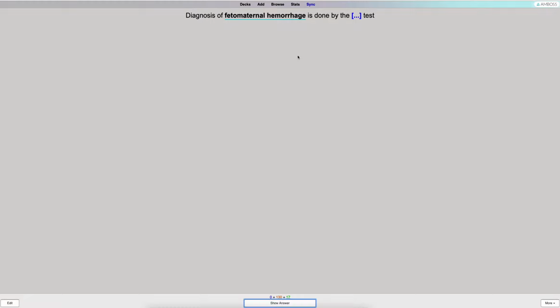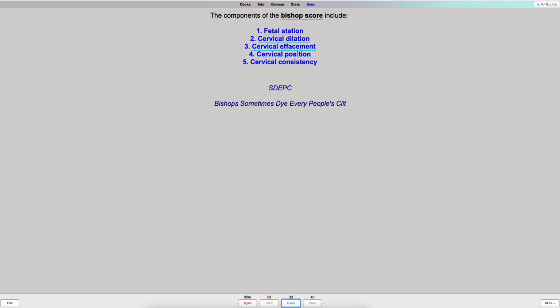Diagnosis of fetal hemorrhage is done by the Kleihauer-Betke test, KB test. Bishop score includes fetal station, cervical dilation, effacement, position, consistency.